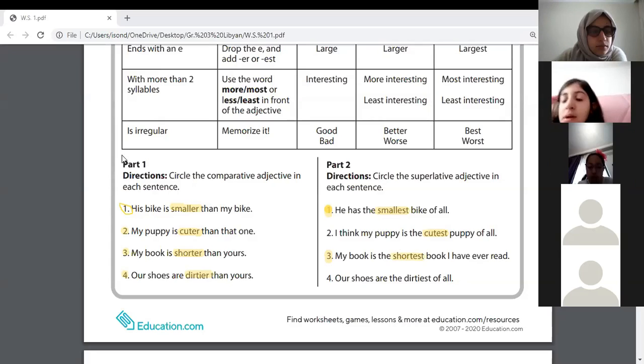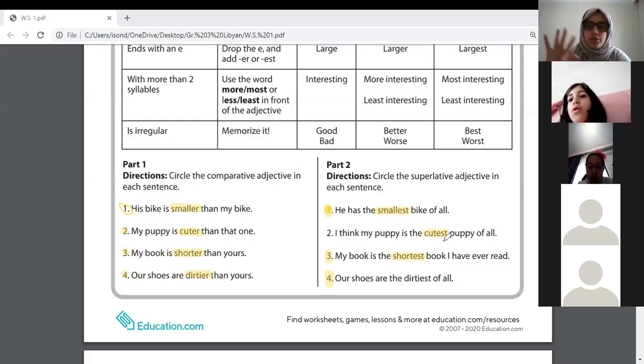Excellent. Muhammad, can you read number 4 to us, please? Our shoes are the dirtiest of all. Oh, well done. So I'm comparing between our shoes and all the shoes.